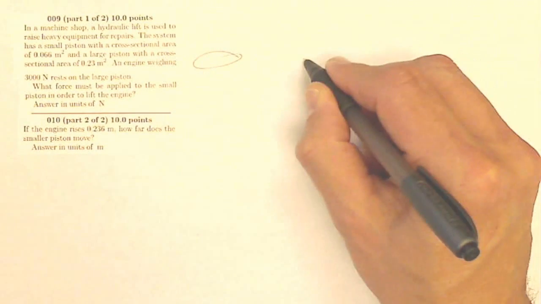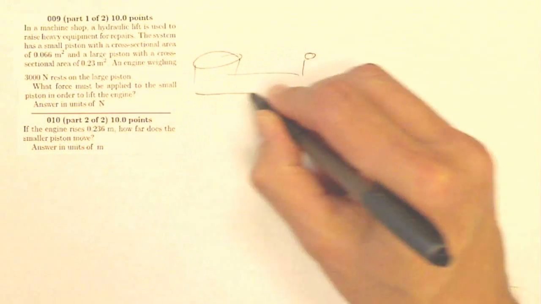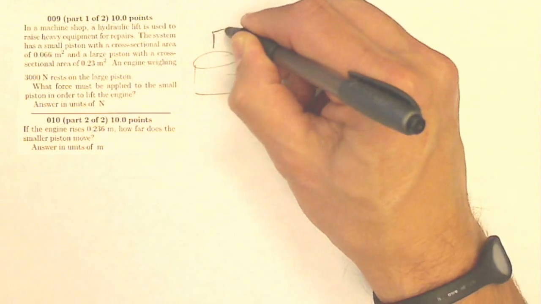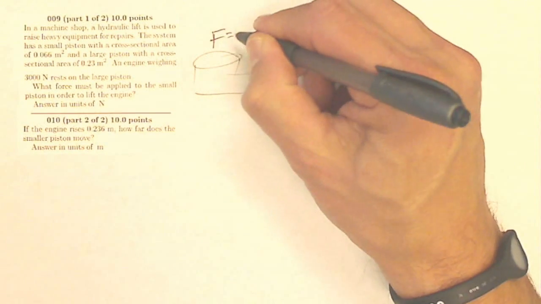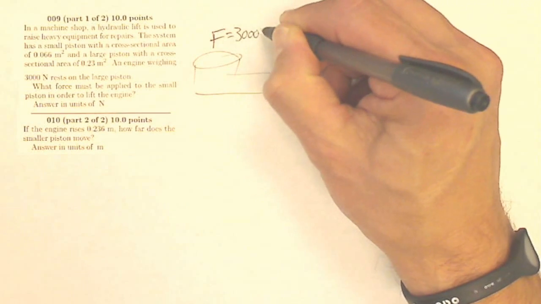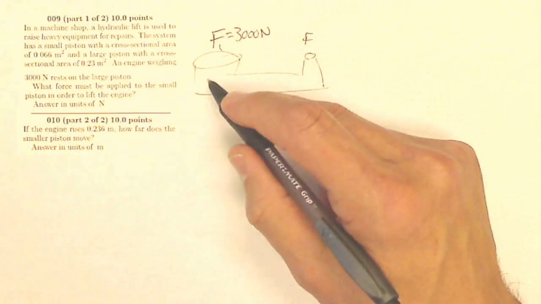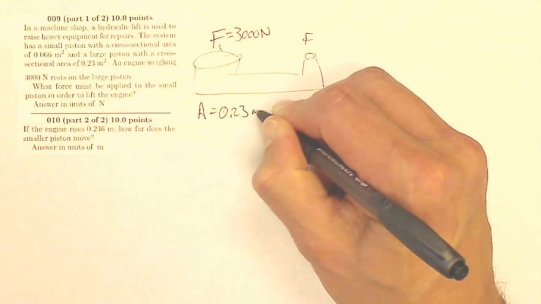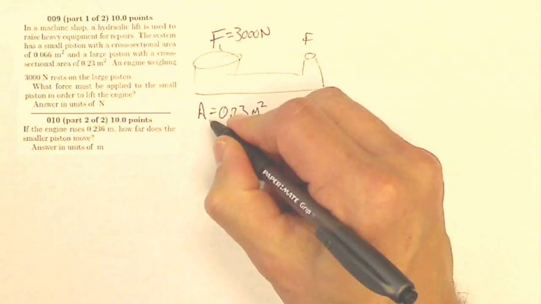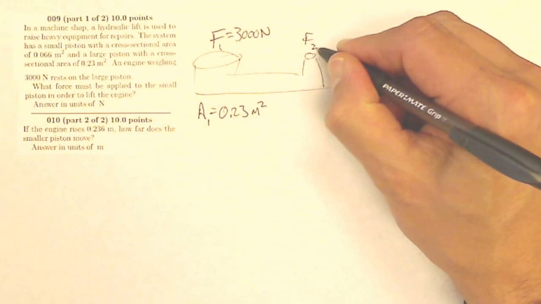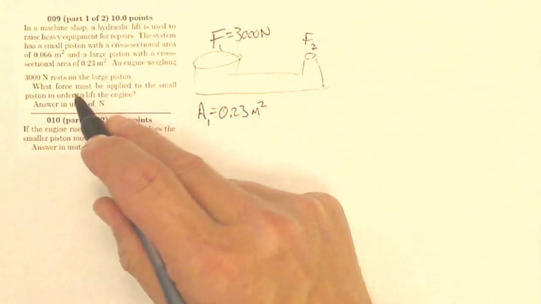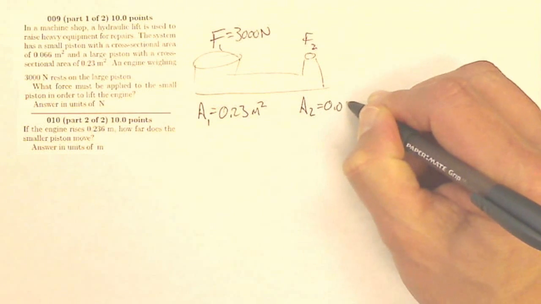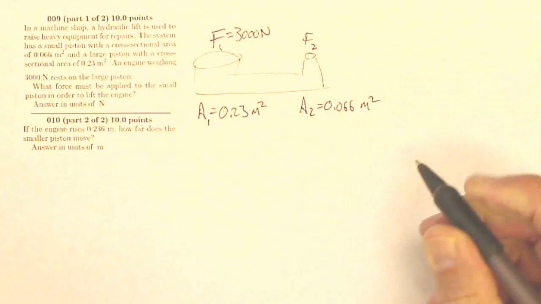So I've got the large piston, I've got the small piston, I've got my force here that I'm going to be looking for. I've got my force here that I know is 3,000 newtons, so I'll call that force 1. I know that my area here is 0.23 meters squared. So this is my big area, so I'll call that area 1. This is my force 2 that I'm looking for, the small piston force. And here my area 2 is 0.066 meters squared.